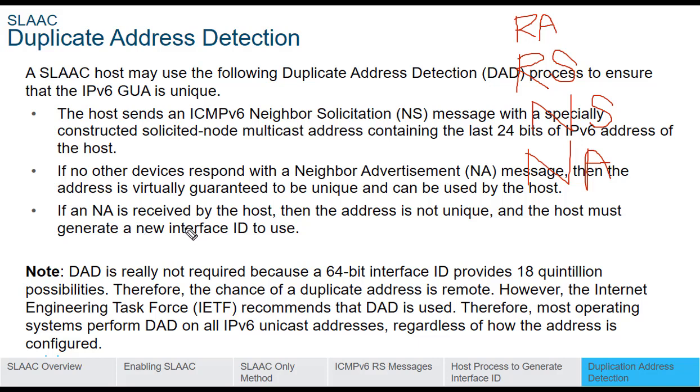If the NA is received by the host, then the address is not unique, and the host must generate a new interface ID to use. If it does not receive a neighbor advertisement, that means the address is unique, so it can go ahead and use it. Very important concept here, but just take note that it is not really required, because the 64-bit interface ID provides 18 quintillion possibilities.